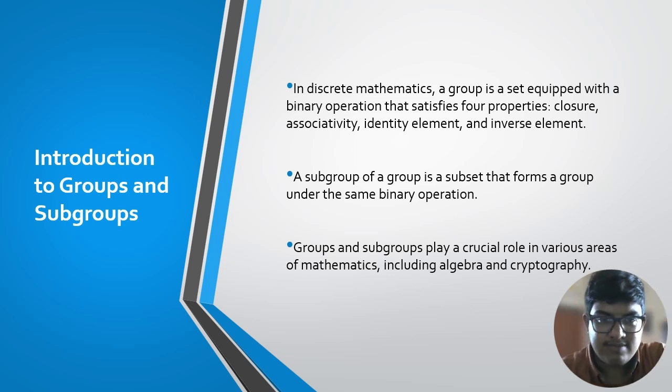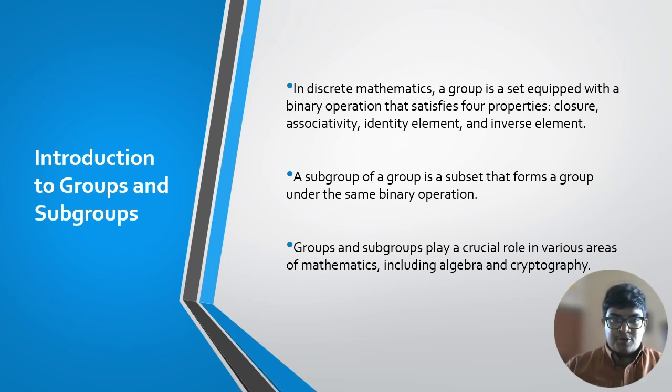So now let's know what it is properly. In discrete mathematics, a group is a set equipped with a binary operation, whether it's plus or multiplication or anything, and it satisfies all four properties: closure, associative, identity, and inverse law. If it satisfies these four, then it's called a group. A subgroup of a group is a subset that forms a group under the same binary operation.